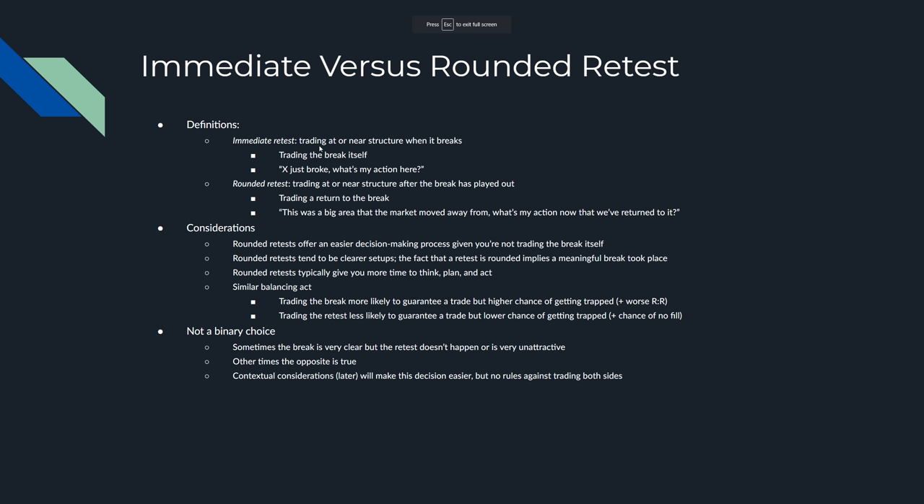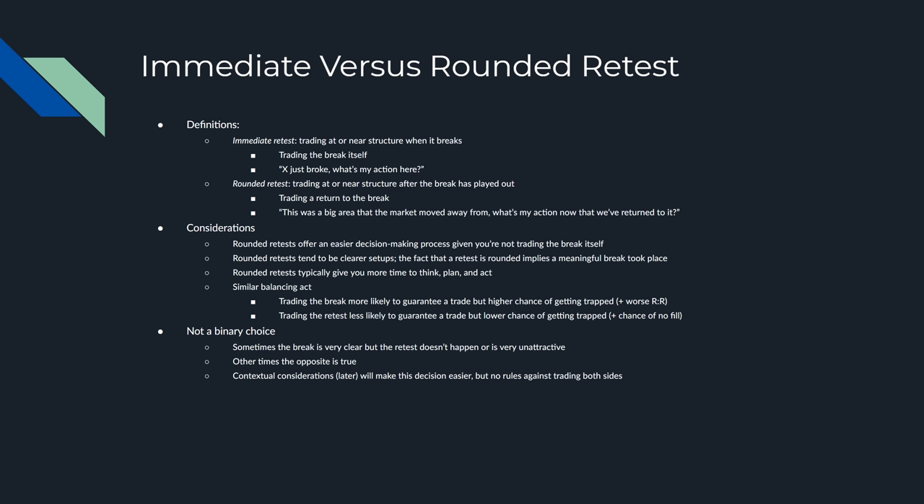So again, immediate retest at or near structure, like those first cases. And rounded retest is when a lot has happened since the break and then the markets come back to that level itself, right? So what are the considerations? Is there one you should trade over another? How are they different? A few points. The first is that rounded retests offer an easier decision-making process given you're not trading the break itself, right? You've got more time to plan, maybe more structures formed between the break and the retest for you to target as a take profit or use for a stop loss, whatever it may be. There's less of a rush. There's more time to think, plan, act, etc.